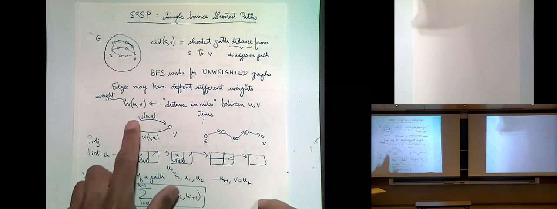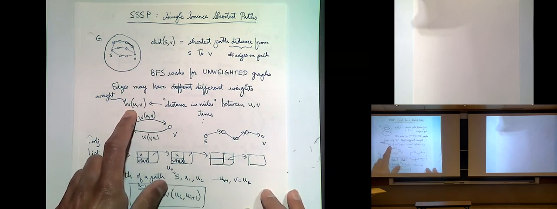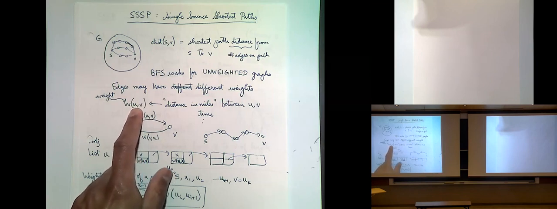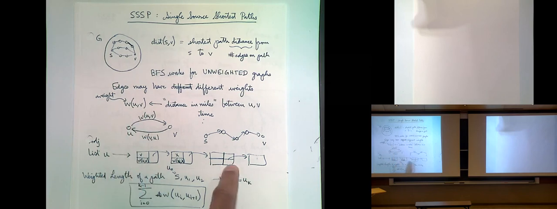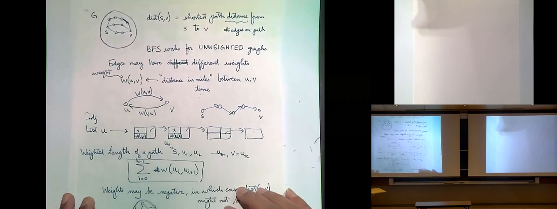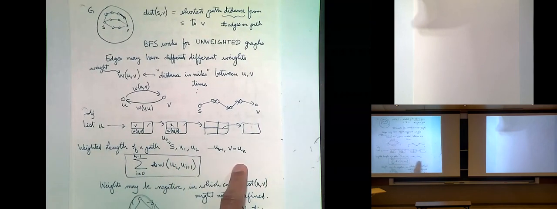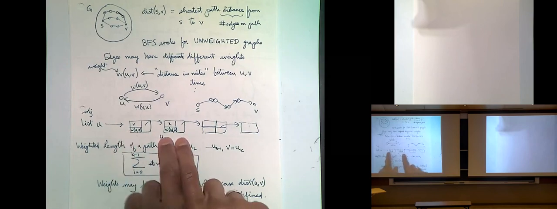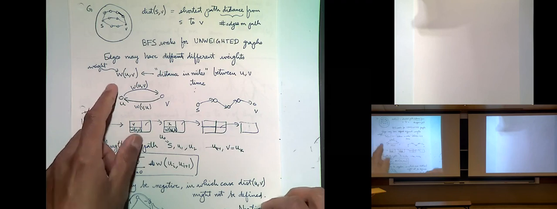But in general, edges may have weights. The weights are usually denoted by W. So W is like a distance or a weight or a time between U and V. So every edge has a weight, which is often stored in the adjacency list. And so the weighted length of a path is, of course, just the sum of weights. And so this is the problem now, where you want to compute the shortest path. You want to compute all pair shortest paths.